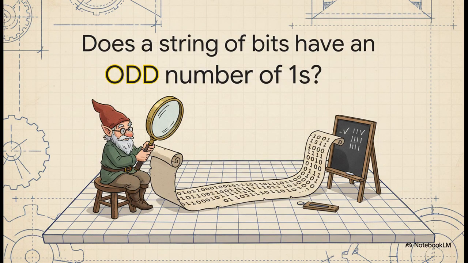So, what's the specific challenge we're giving our little machine? It's this. We want it to read a string of ones and zeros, one digit at a time, and tell us if the total number of ones is odd. If it is, the machine should accept the string. And if not, it should reject it.